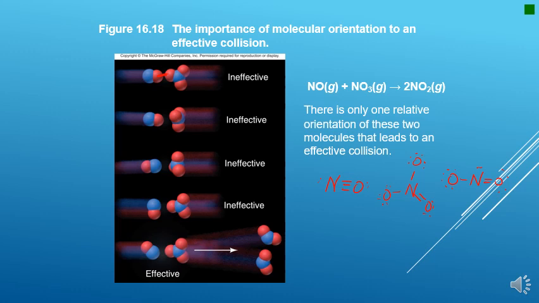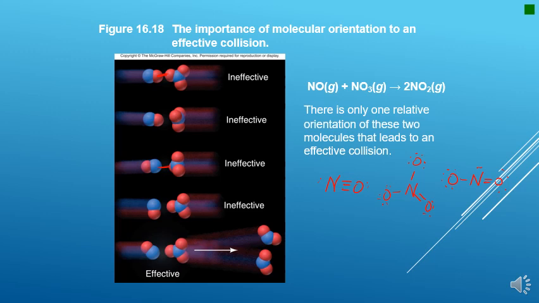Here I've got an oxygen colliding with a nitrogen. However, it's the wrong ones. I've got the oxygen from the nitrogen monoxide colliding with the nitrogen from the nitrogen trioxide. So that is also an ineffective collision. In this third one, I have two nitrogens that are colliding together, so that would not be an effective collision.